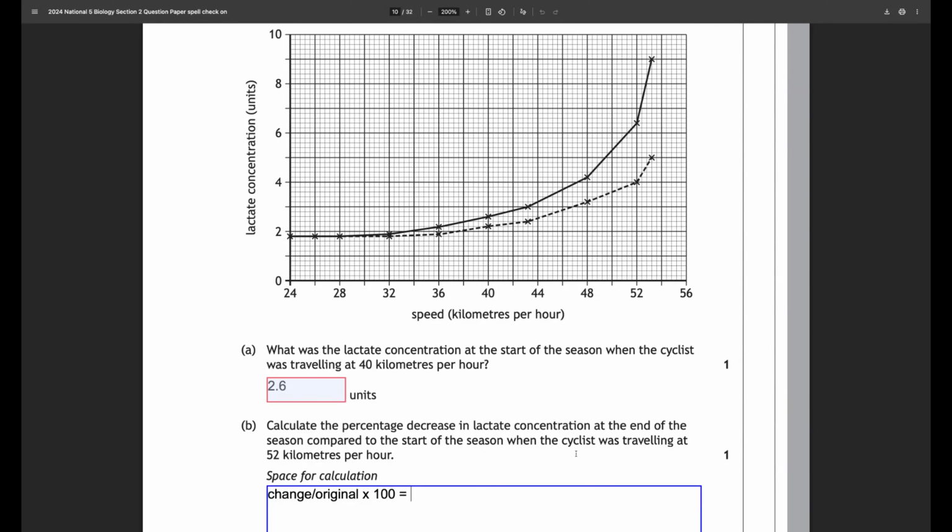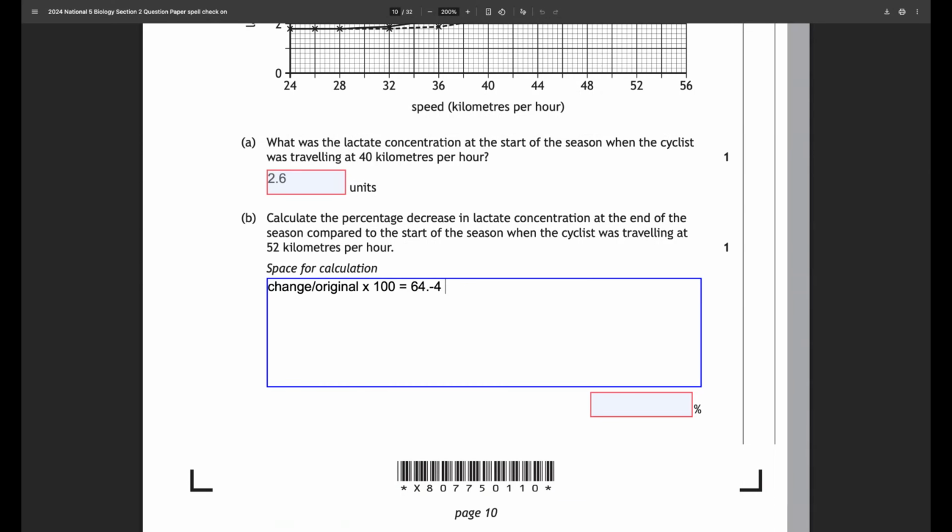So we're talking about the decrease between the end compared to the start when the cyclist was travelling at 52 kilometres per hour. We go up to the end of the season, he was at 4. And at the start of the season, we were up at 6.4. So the change would be the 6.4 take away the 4, which is equal to 2.4.